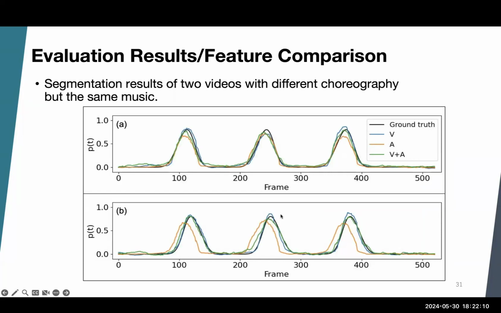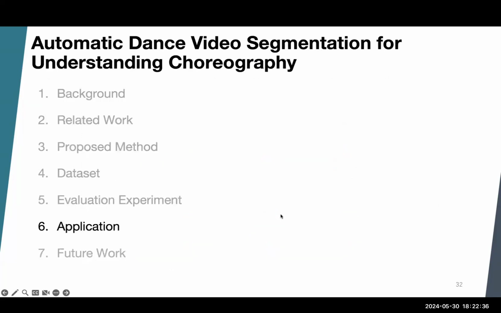This figure shows segmentation results for two videos with different choreography, but the same music. The auditory-only model results in the same segmentation for both, deviating from the ground truth in the lower video. In contrast, the models using visual features correctly account for the choreography differences, showing that the visual features contribute to video segmentation.